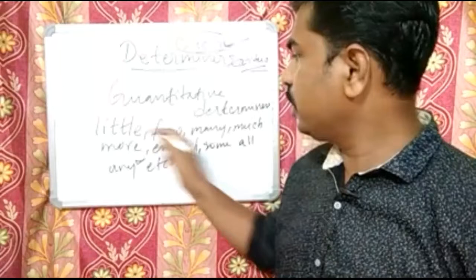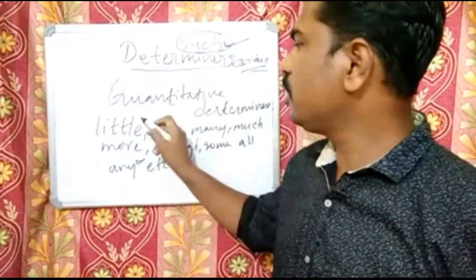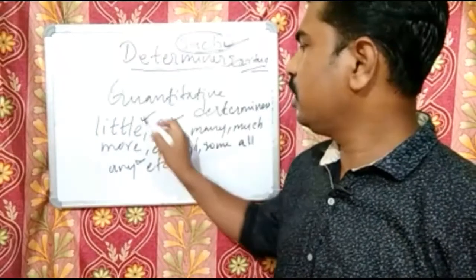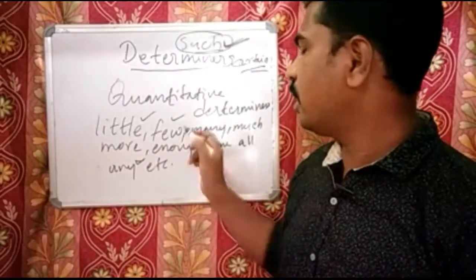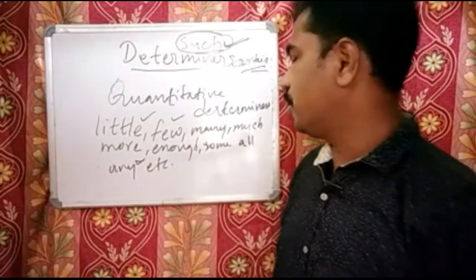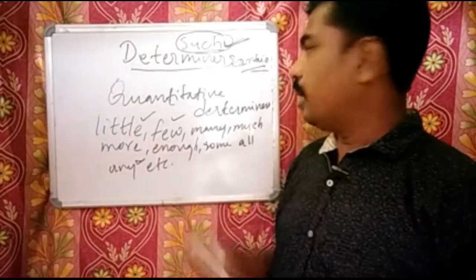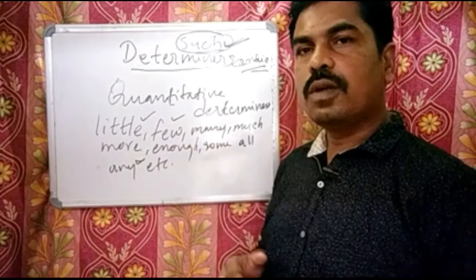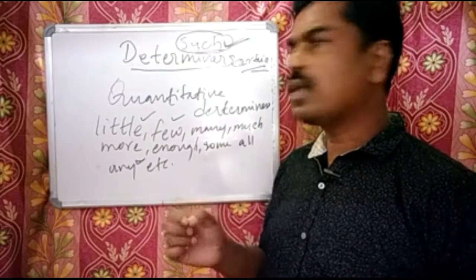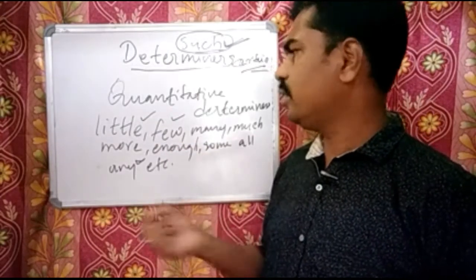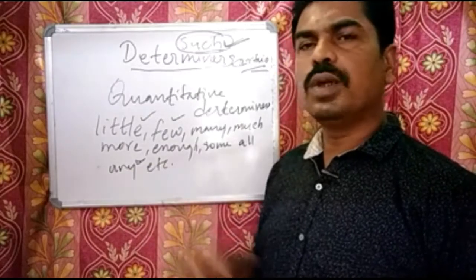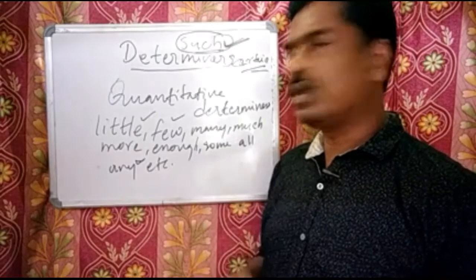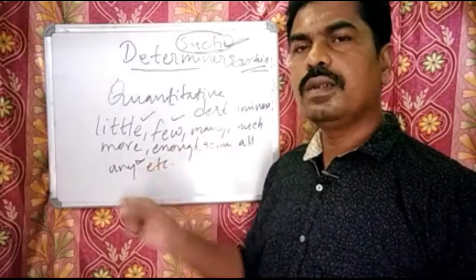Let me explain little and few. Both are used to talk about very less quantity. Little is used with uncountable nouns and few is used with countable nouns. But when you use just little and few, it has a negative meaning. It means hardly any. There is little water in the glass means very less, almost like no water in the glass. When I say there is a little water, it means something.